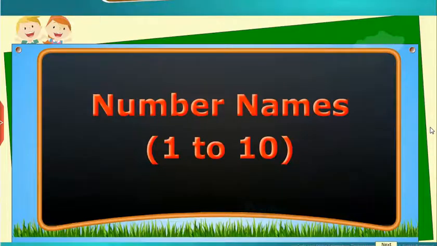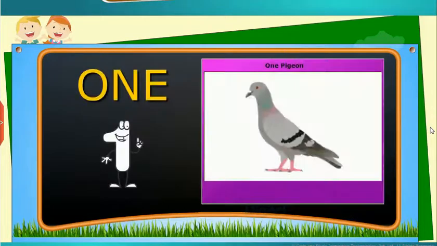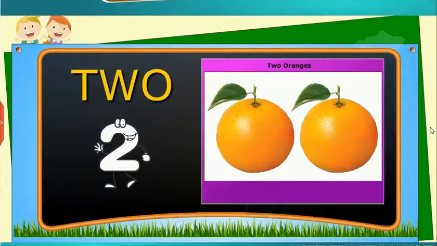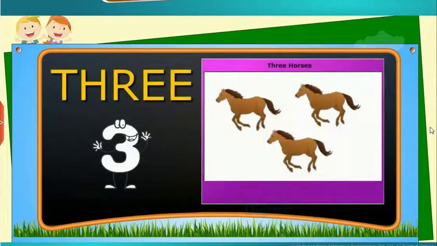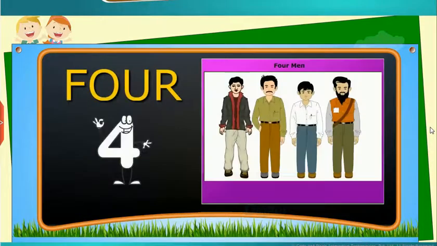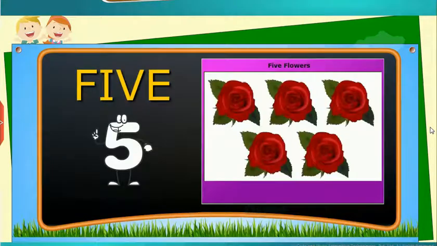Hello kids, let's have a look at the spellings of numbers from 1 to 10. 1. O-N-E, 1. One pigeon. 2. T-W-O, 2. Two oranges. 3. T-H-R-E-E, 3. Three horses. 4. F-O-U-R, 4. Four men. 5. F-I-V-E, 5. Five flowers.